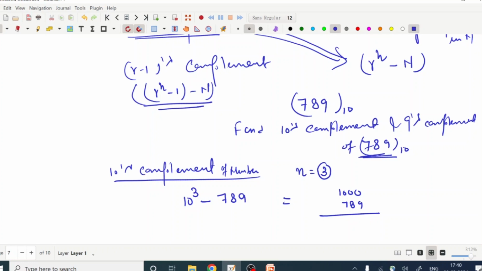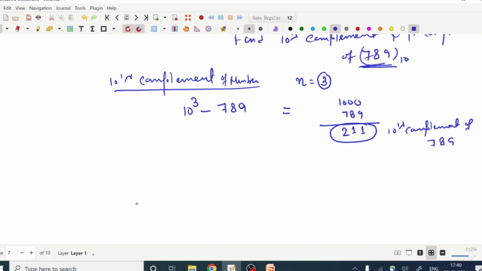Simply this is 2, 1, 1. So 211 is the tens complement of 789.